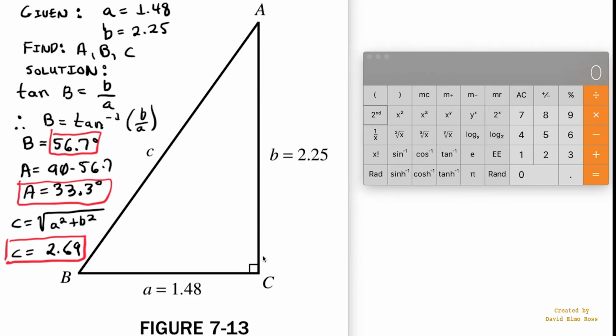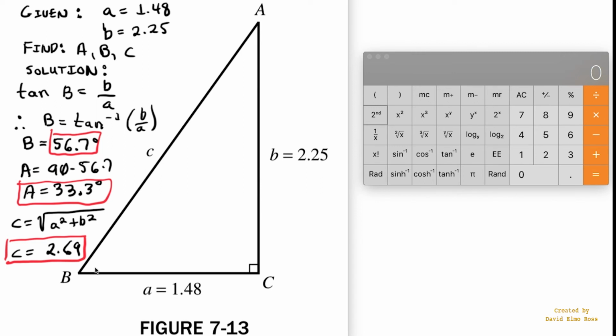Now in this right angle triangle, we're only given two sides. A is 1.48 and b is 2.29. That's all we're given, and knowing that it is a right angle triangle, we want to find this angle a, this angle b, and the length of our hypotenuse.